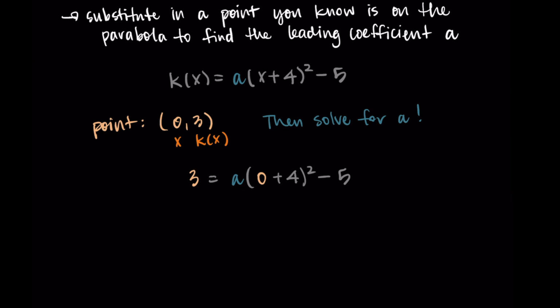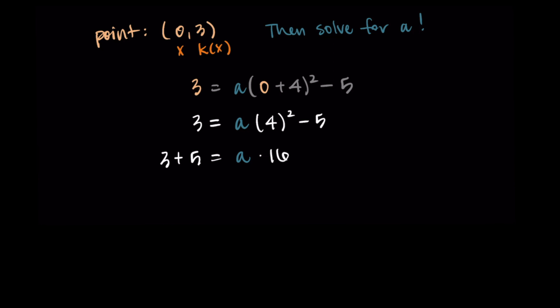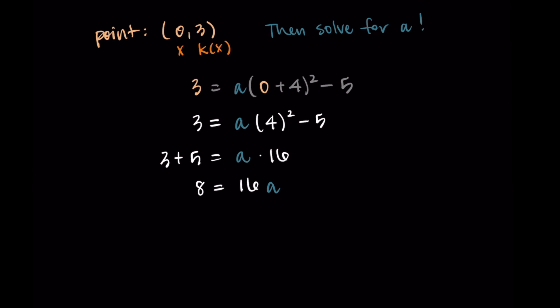All right, so now we do the math in order to solve for a. I'm seeing that 0 plus 4 is just 4. So I have 3 equals a times 4 squared minus 5. Then I'm going to add the 5 over to the left-hand side. So I have 3 plus 5 equals a times 16, since 4 times 4, or 4 squared, is 16. Now I just keep simplifying. So 3 plus 5 is 8. And then 8 will be equal to 16a. And we just want to isolate for a.